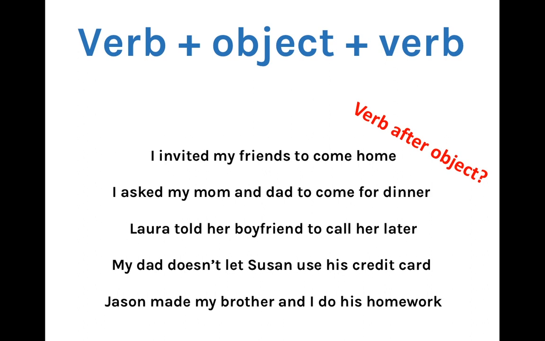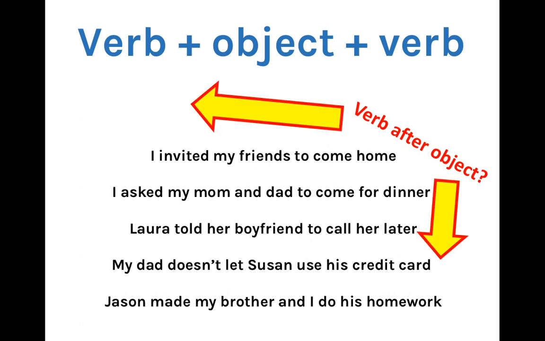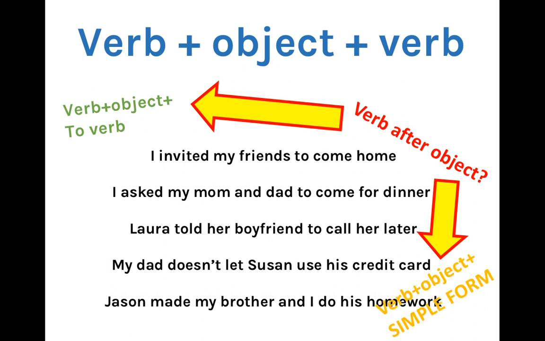Let's see these sentences and let's see what is the structure verb, object, verb. Because we have two possibilities. We can use the structure verb, object plus a verb with to, and we can use the verb, object, verb plus the simple form.